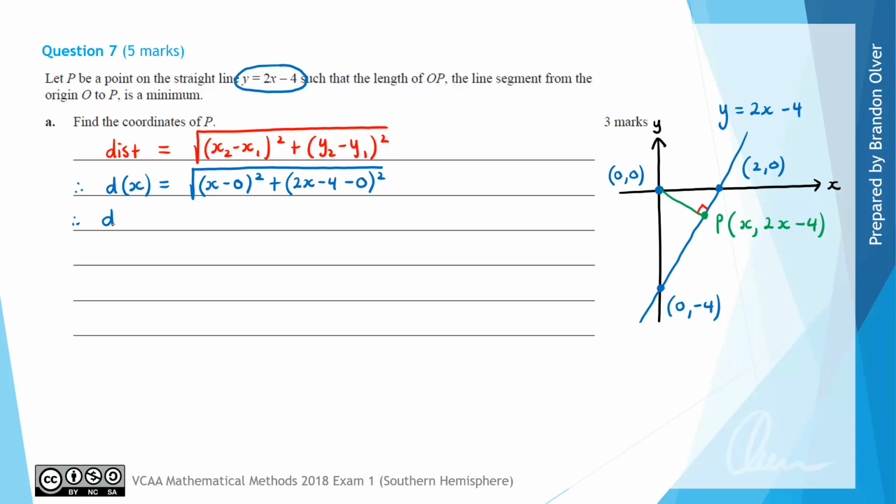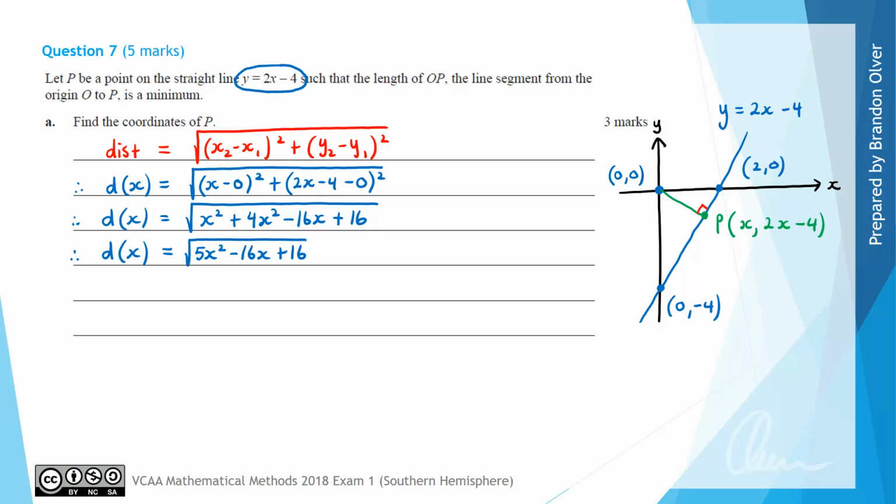So the expression for the distance in terms of x can be expressed as follows: the first bracket squared gives x squared, and then 2x subtract 4 squared gives positive 4x squared, minus 16x, plus 16. The distance expression can be simplified slightly further: x squared plus 4x squared gives 5x squared minus 16x plus 16. Now to answer this question, we need to minimize the value of the distance expression.